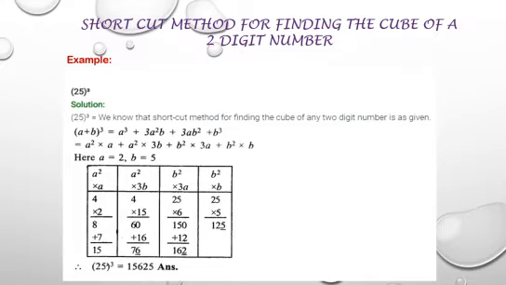Now, a shortcut method for finding the cube of a 2-digit number. If we want to find the cube of 25, instead of multiplying 25 into 25 into 25, we will apply a shortcut method. With the help of this formula, we will find it out. A plus b whole cube is nothing but a cube plus 3a square b plus 3ab square plus b cube. In this case, 25 is written, so a is 2 and b is 5.